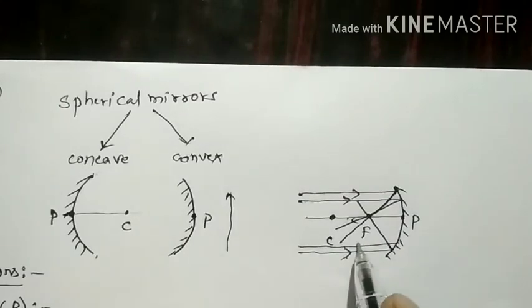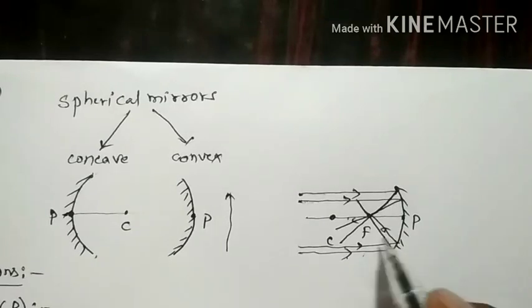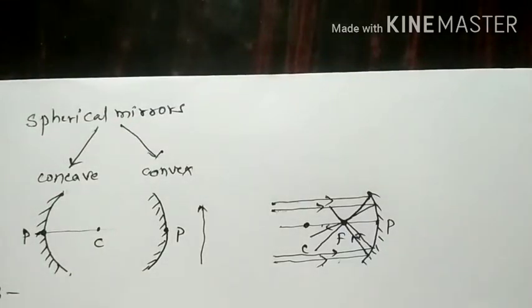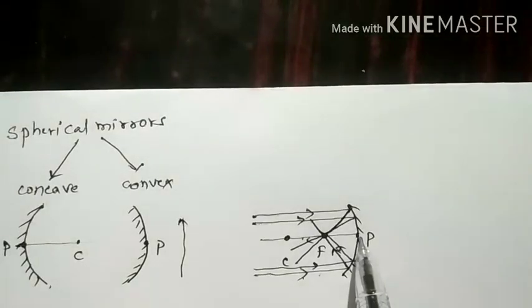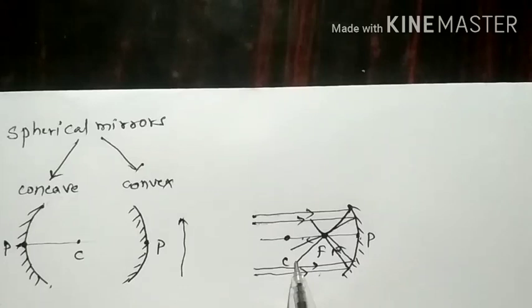All these light rays obey the laws of reflection. Don't consider this, I am drawing it for my convenience. It obeys the laws of reflection. So this is the principal focus. The principal focus is defined as the point on the principal axis through which the parallel beam of light rays, after reflection, passes.